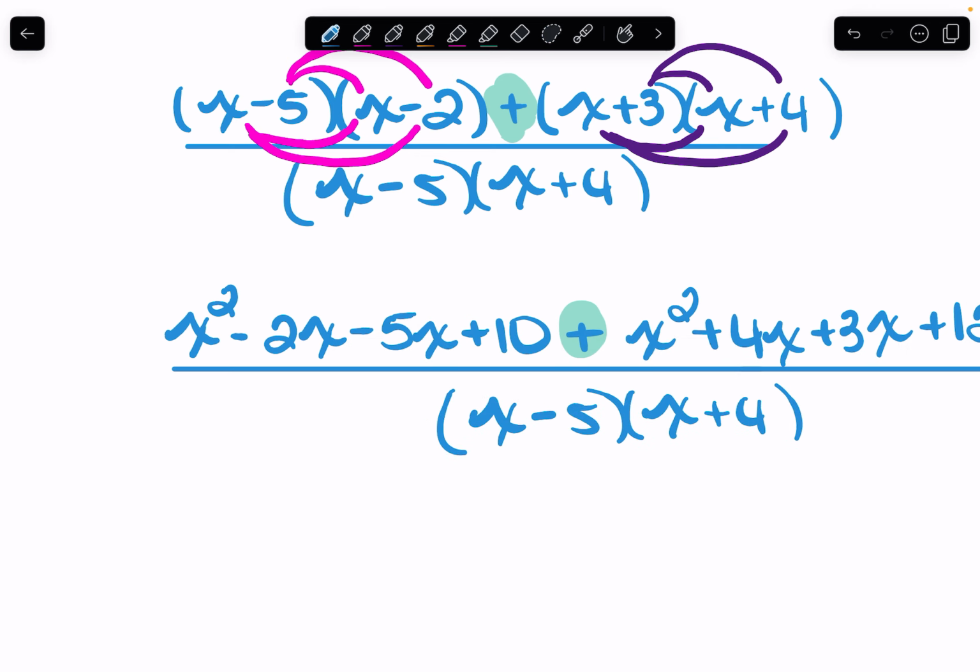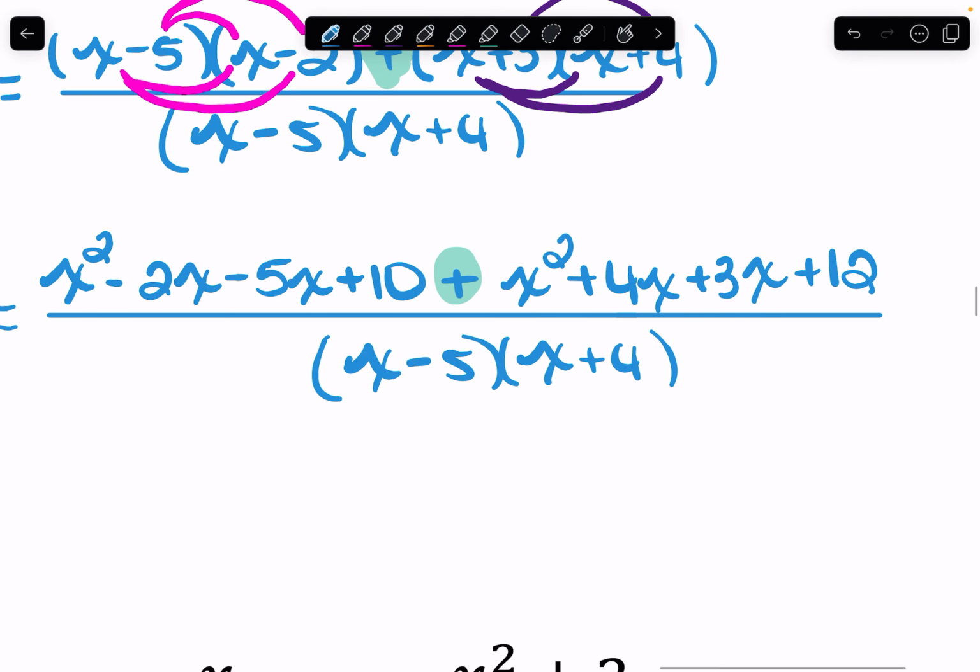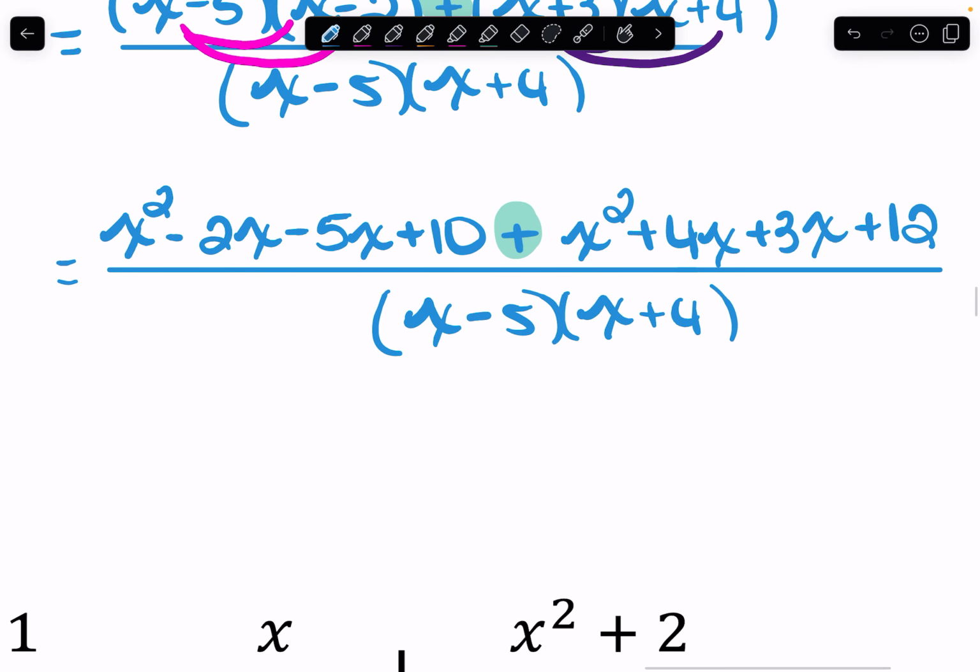All right, now we combine everything that's like terms. So if I'm looking at this, look at it very carefully. I have an x squared and an x squared. That is 2x squared. I have a negative 2x, a negative 5x. That's negative 7x. Then I have a positive 4x. That's negative 3x. Plus 3x, that's 0x. So again, you're combining all of your like terms.